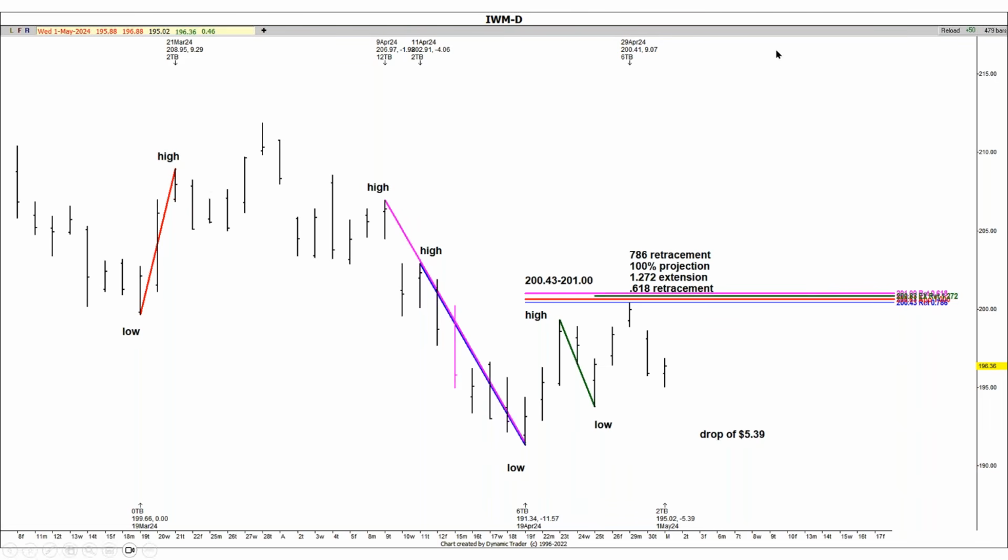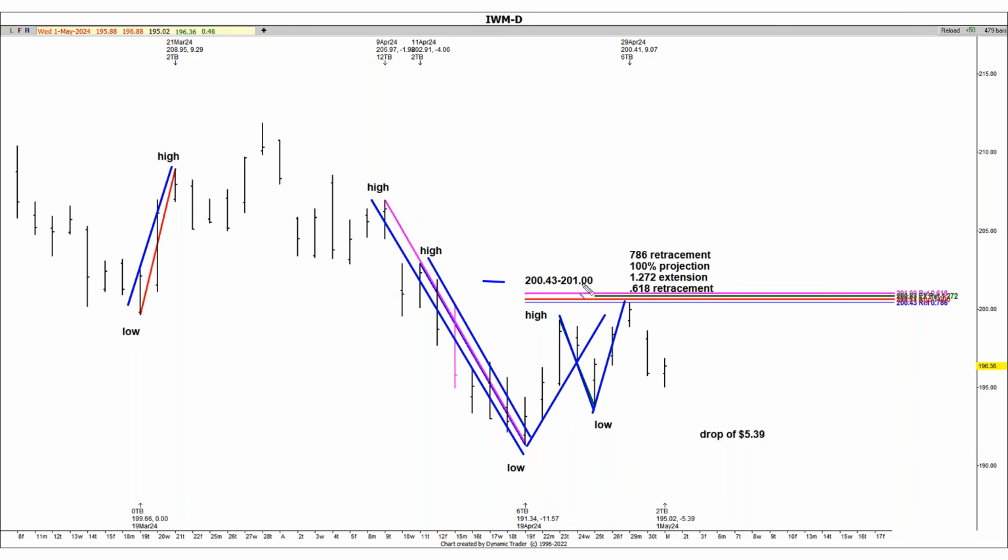Another IWM example, again, you know, we like clusters. We had a projection from a prior low, would have been projected from here. Then we had a retracement of one swing, or retracement of another swing, extension of this high to low.